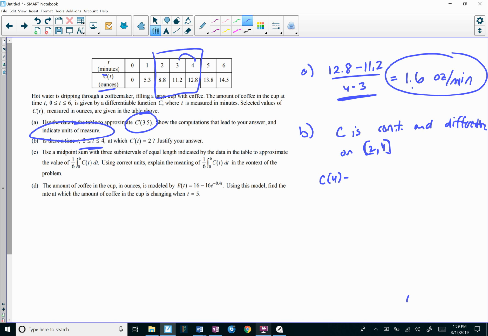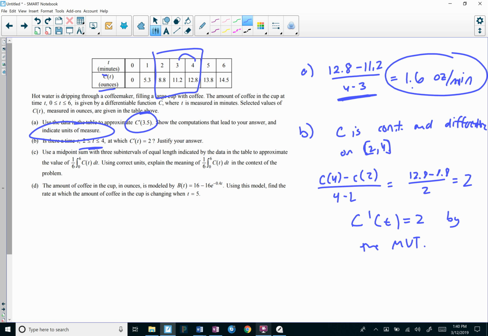Then on 2 to 4, we know that C of 4 minus C of 2 all over 4 minus 2. Well, in our case, that gives me 12.8 minus 8.8 all over 2, which gives me 2. So C prime of some value T, that's what they gave me in the problem, must equal 2 by the MVT. Lots of different ways you can write that up, but that was worth 2 points right there.